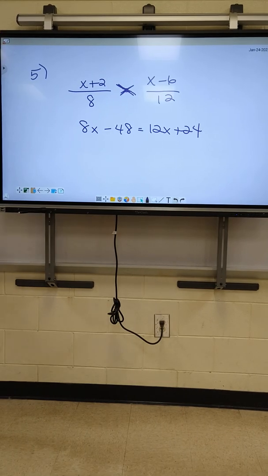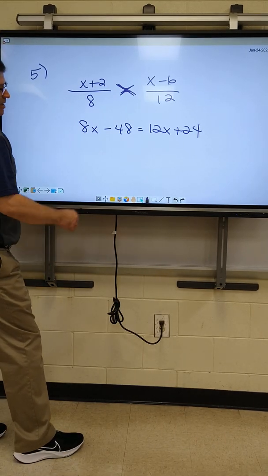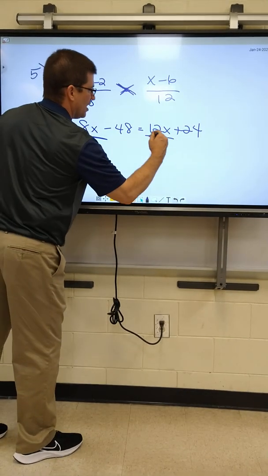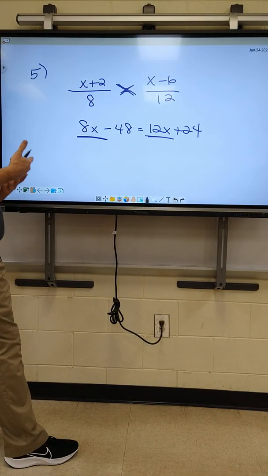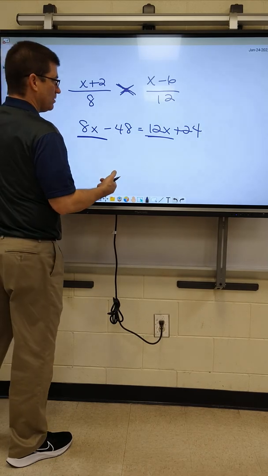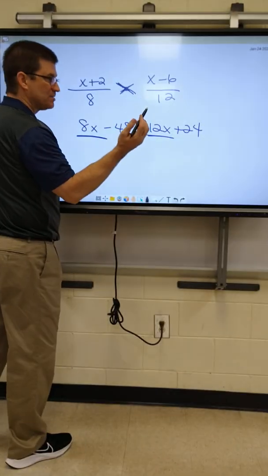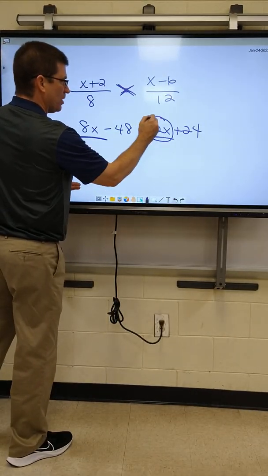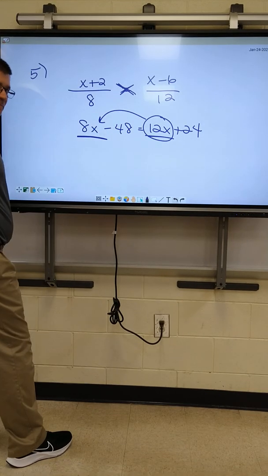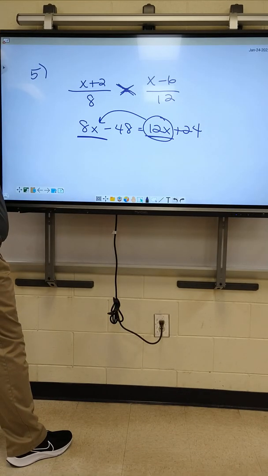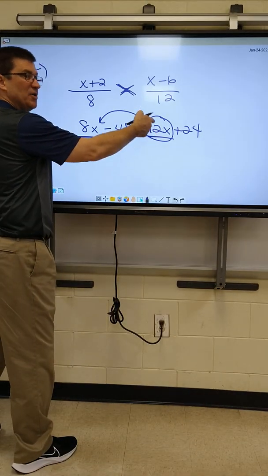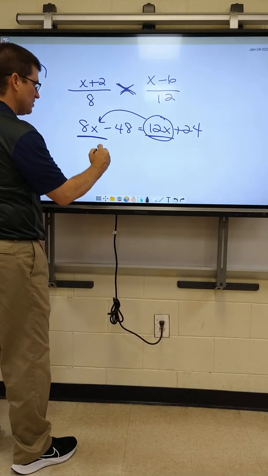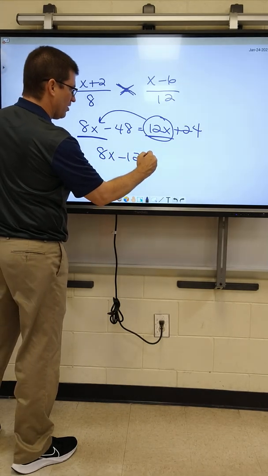All right, here's the part some kids had trouble with last week. Here's an x, Jacob, and here's an x. I've got to get my x's on the same side so I can add them up. 48 and 24, right. So what's going to happen with positive 12x, Jacob, when I move it over here? It becomes a what? You remember? All right, if it's a positive on this side and you move it over, it becomes a negative. So it'd be 8x minus 12x.